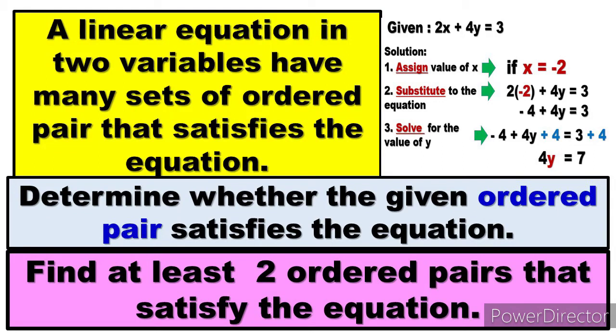This lesson is all about linear equation in two variables. A linear equation in two variables has many sets of ordered pairs that satisfy the equation. Sa lesson na 'to, meron tayong dalawang objectives. Una, to determine whether the given ordered pair satisfies the equation. And the pangalawa, find at least two ordered pairs that satisfy the equation.